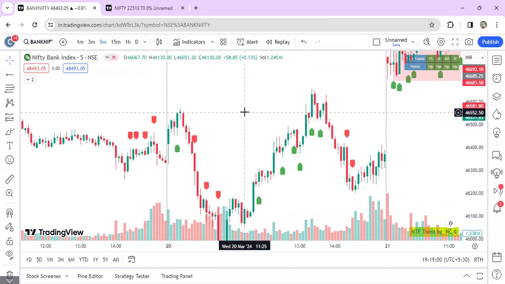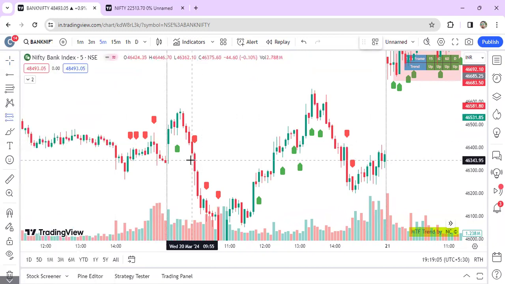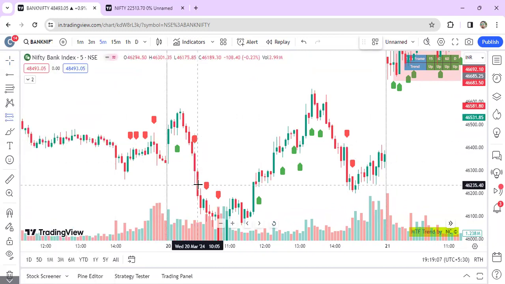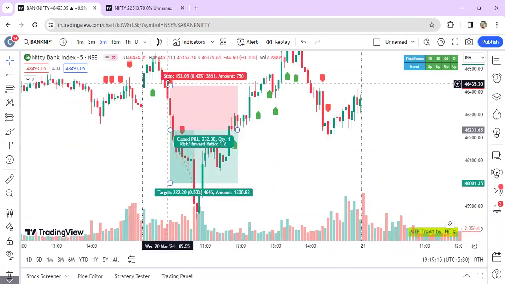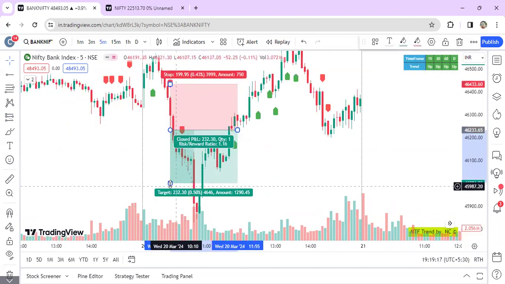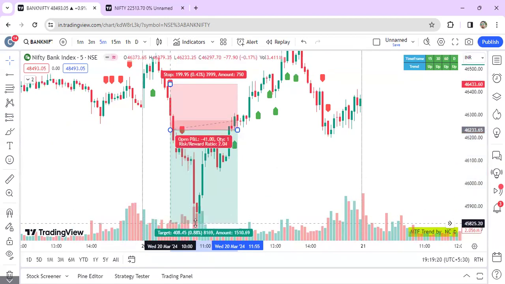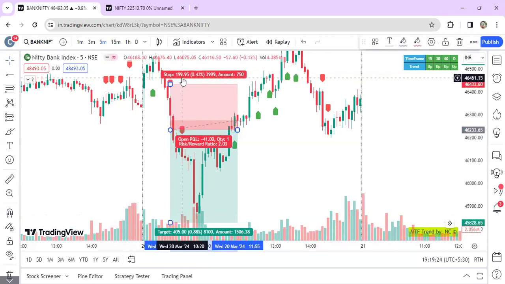Fine. Now our sell side signal is generated. So this is our reference candle. We'll enter over here. Our SL should be over here, and see our target. So our SL is 200 points and our target is almost 400 points. Yes, it's 400 points only. So 1:2.